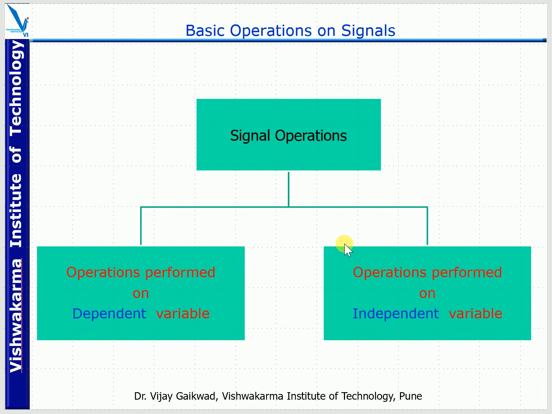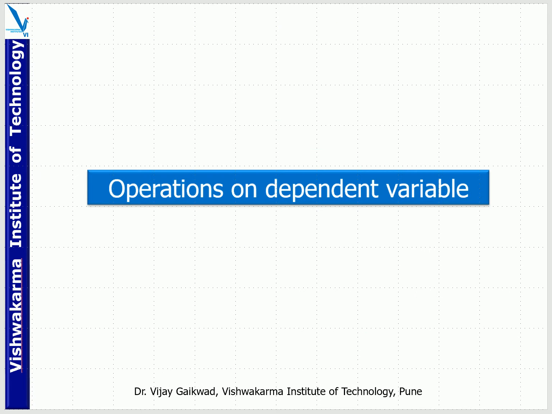There are basic operations which are to be performed on the signals, and after performing those operations the signal characteristics will change. So there are two types of basic operations that can be performed. First, the operations performed on the dependent variable, and second, operations performed on the independent variable. Let us discuss first operations on dependent variable.